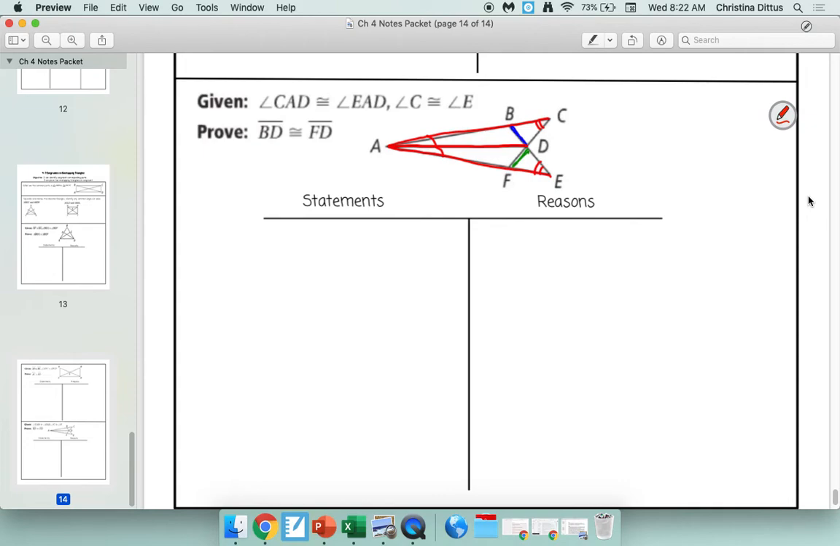Do they share anything? They share AD. So maybe we'll look at these triangles. That's what you meant by the red ones? Yeah. Okay. So let's break off and do CDA, and we'll do this one, EDA.